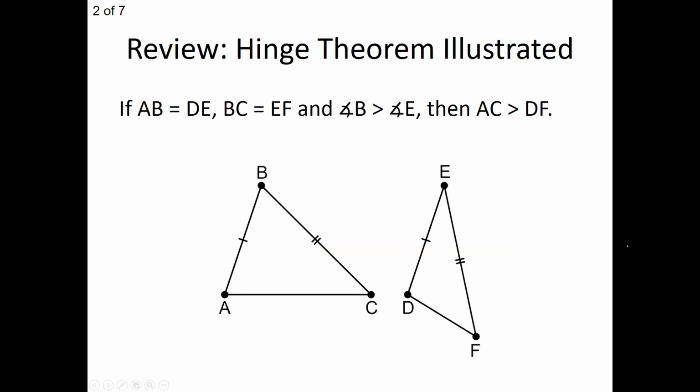Let's review what the Hinge theorem says. It says that if two sides of one triangle are equal to two sides of another, and the included angle of one triangle is greater than the included angle of another, then the side opposite the greater included angle is the greater side. In other words, in this diagram here, if AB and DE are equal and BC and EF are equal, and the measure of angle B is greater than the measure of angle E, then the side opposite of angle B is the greater side. So in other words, AC is going to be greater than DF.